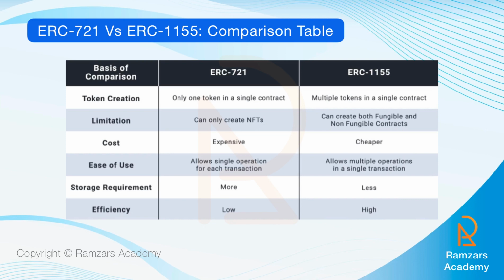ERC721 specifies that only one operation must be performed for a transaction, whereas ERC1155 allows multiple operations for a single transaction. When we compare the storage requirements for the tokens, ERC721 requires more storage than the ERC1155 tokens. In the argument of efficiency, ERC1155 has higher efficiency than ERC721.